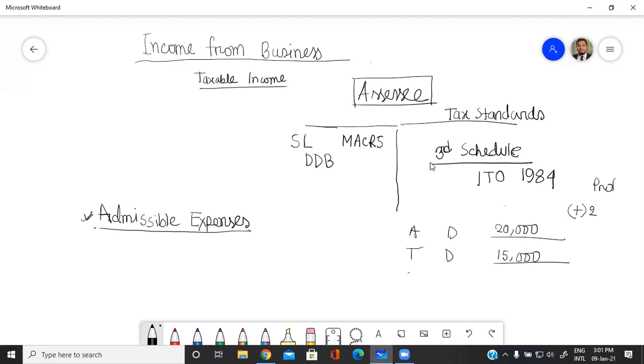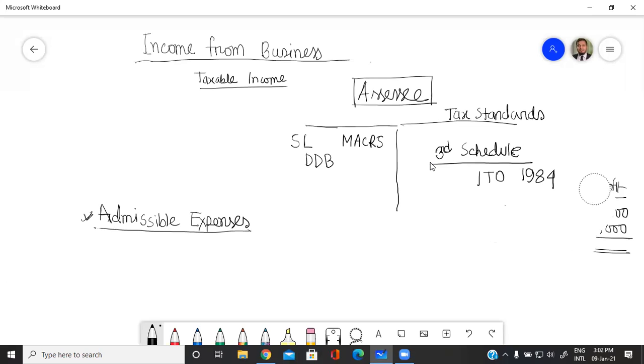Here is the profit. You need to add back the depreciation expense according to the accounting standard, and how much do you need to subtract? How much is allowable? Sir, 15,000. 15,000 is allowable. In that case, we can subtract the allowable depreciation. That is the adjusted profit for what purposes? Tax purposes. That is the taxable profit. We'll try to see this kind of example in a mathematical problem later in today's session.